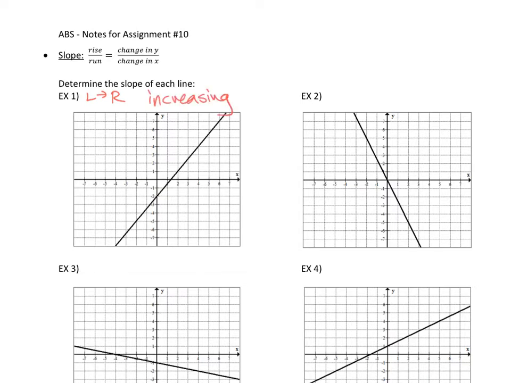On the other hand, when you look at the line in example 2, when you start on the left side of the line and move to the right, you'll notice this line is going down. So we would call this line decreasing. Why is it important to know if a line is increasing or decreasing? Well, this has to go back with what I want to explain as part of slope. For slope, a line that is increasing like this will have a positive slope. And a line that is decreasing will have a negative slope.